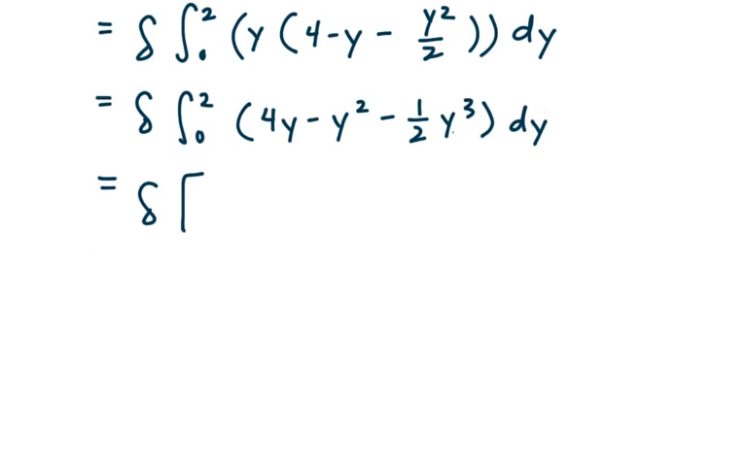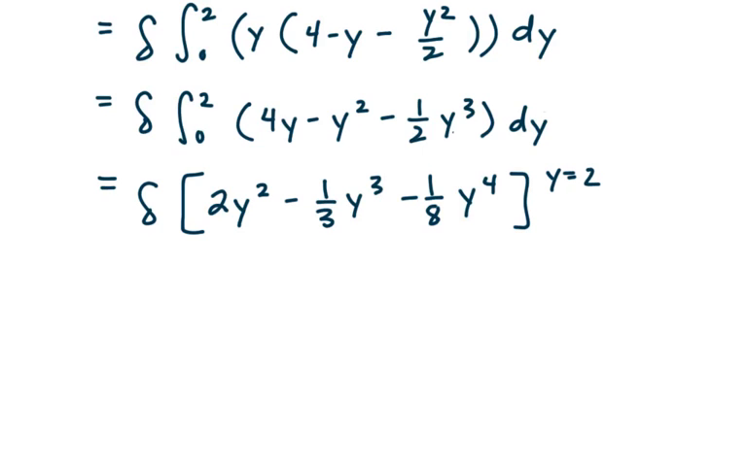So I have delta integrating. I've got y squared over 2, so I've got 2y squared minus 1/3 y cubed. Now minus y cubed will become y to the 4th, so minus 1/8 y to the 4th. We need to evaluate from y equals 2 to y equals 0. Plugging in 2, I'm going to get out 10 thirds. Plugging in 0, I get out 0. So my moment about the x-axis is 10 delta over 3.